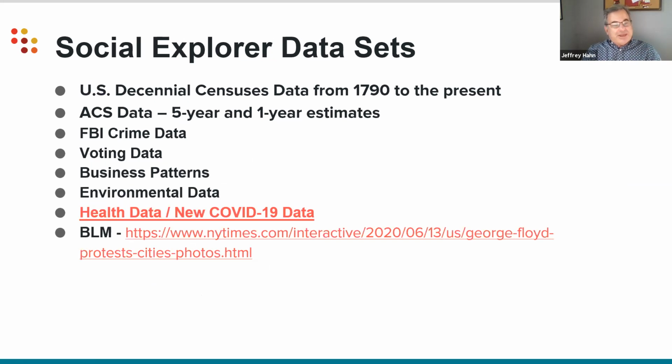Social Explorer data sets are focused primarily on the US and US decennial census data. It goes all the way back to 1790, and I'll show you what that means in a moment. We have ACS data, which used to be called the long form. That's a 5-year and 1-year estimate of data. We have FBI crime data, voting data, business patterns, updated environmental data, health data, and Black Lives Matter data that we've developed with the New York Times showing where people protested in June and July and by county.